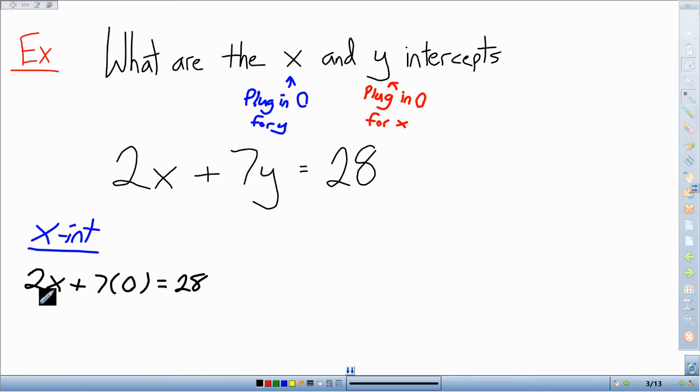So it looks like we're going to get a 2x. This just turns into a 0. It disappears, basically. So we get 2x equals 28. And divide both sides by 2 here. It looks like x is going to equal 14.